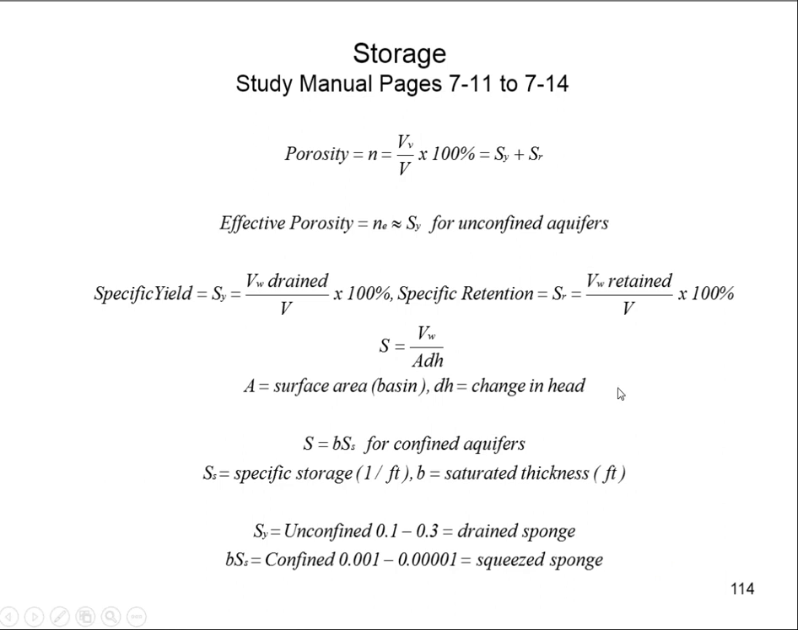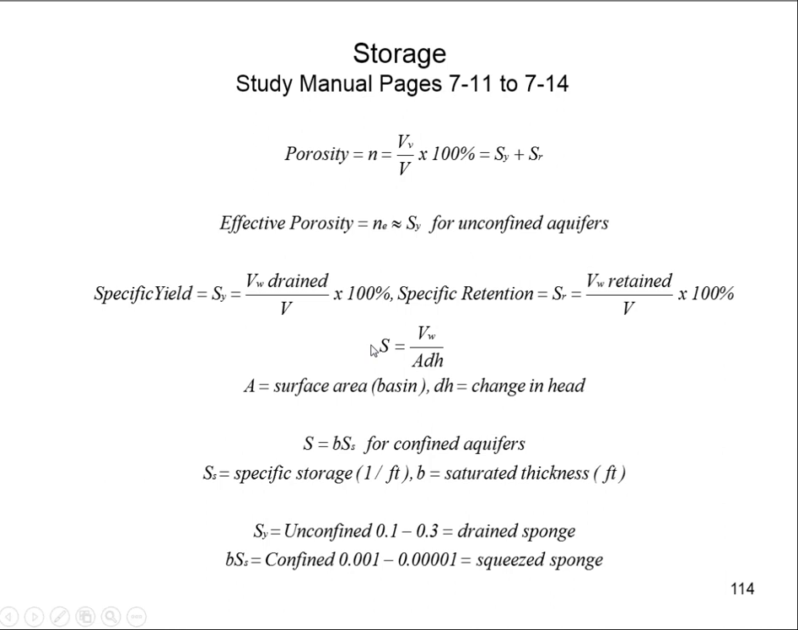So another way we can look at this equation of porosity is to take the volume term and break that up into a basin area and a vertical change in head. So we can measure a drop in water levels and calculate the volume of water that is lost from storage. If we have a negative sign here for storage, that means that our water level has dropped.